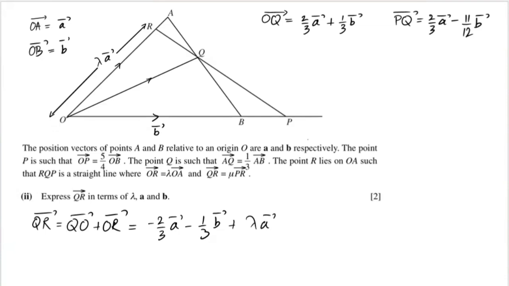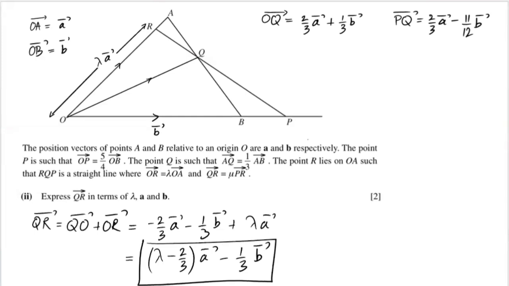Now, this is a part which I want you to be careful about. There's a nice way you can write this expression in terms of A and B only. So factor out the A, then you can write it like lambda minus 2/3. So the A goes out, it's factored, minus 1/3 B. And that should be the answer for part two.